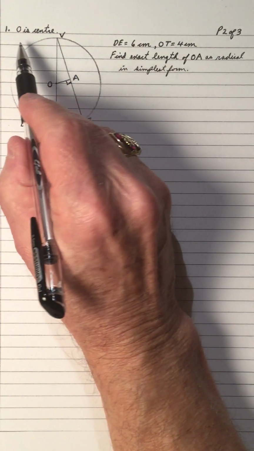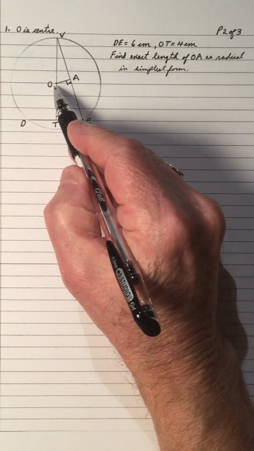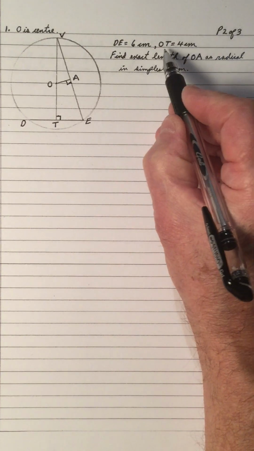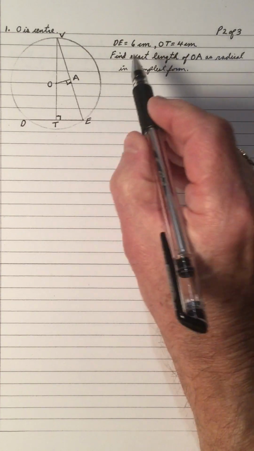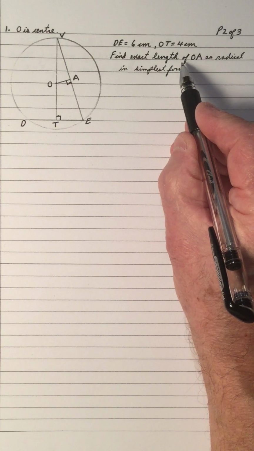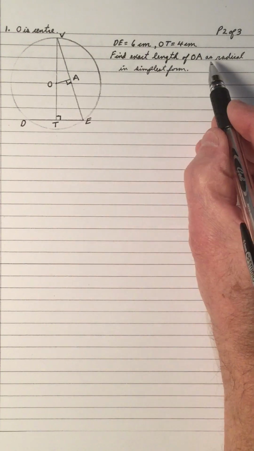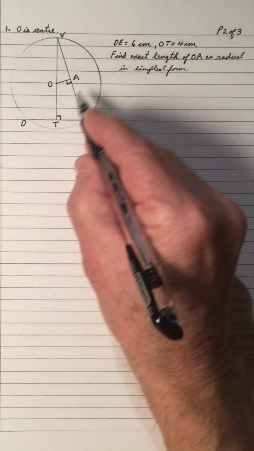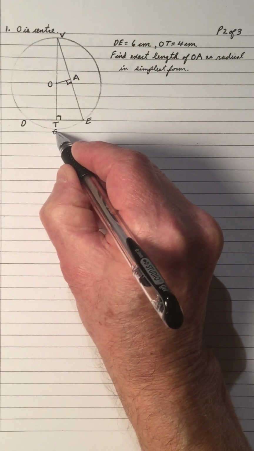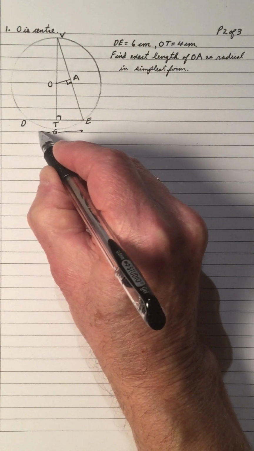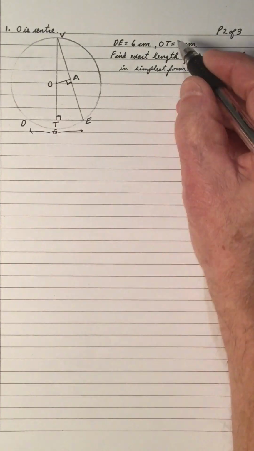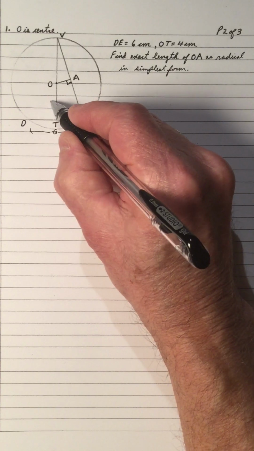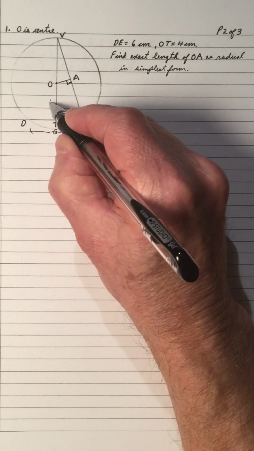Number 1 is, O is the center of this circle, DE is 6 centimeters, OT is 4 centimeters. Find the exact length of OA as a radical in simplest form. So DE is 6, so that means 6 centimeters from here to here. And OT is from here to here, so that's 4.